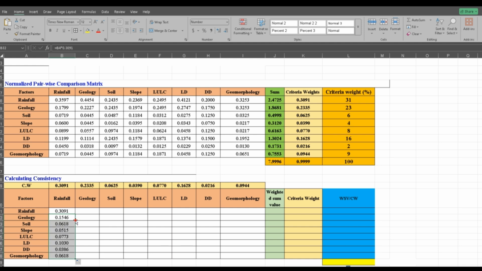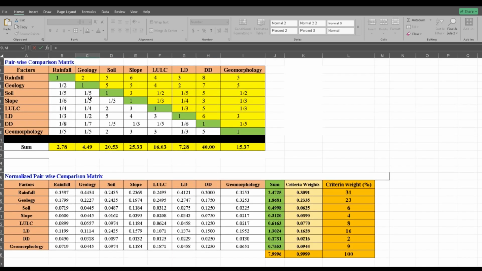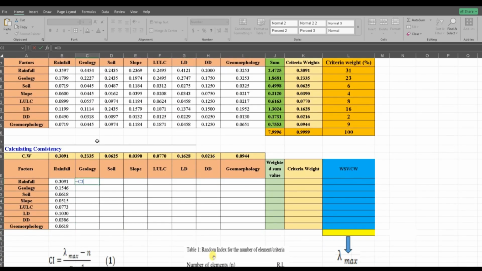In the same way, you can fill the rest of the cells. Under geology, the criteria weight for geology is equal to 0.2335. Therefore, this cell is equal to 0.2335 times the value of C3, or the value of the first cell under the geology column, multiplied by 0.2335, which is equal to 0.467.